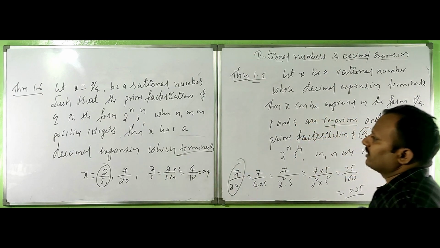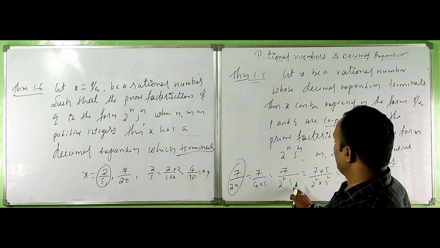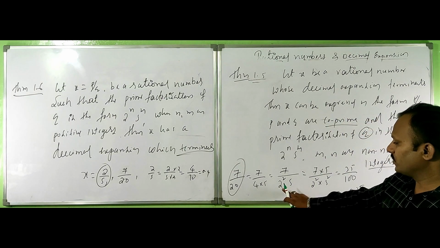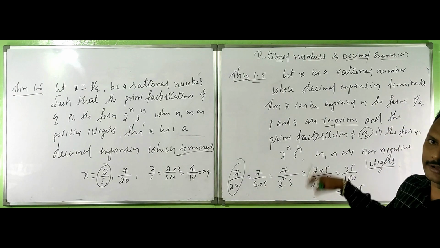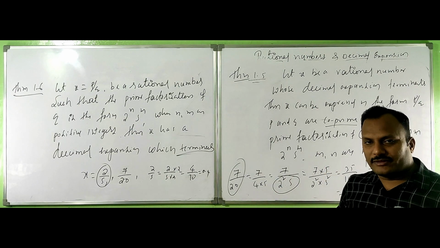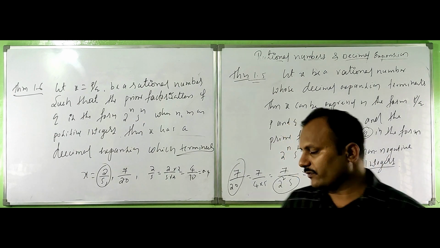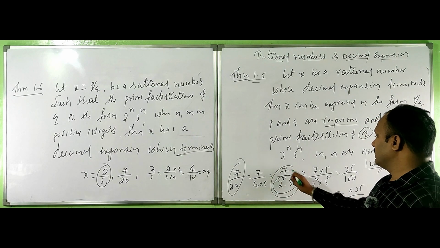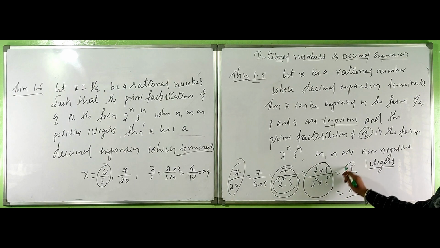When the denominator we can write in the form of 2 to the power n and 5 to the power m. Here n is equal to 2, m is equal to 1. What I have done here is multiply by 5 on both sides to make the powers equal. But the denominator may be in any form, in the form of 2 to the power n and 5 to the power m, so we can rearrange things such that we get the easiest answer.